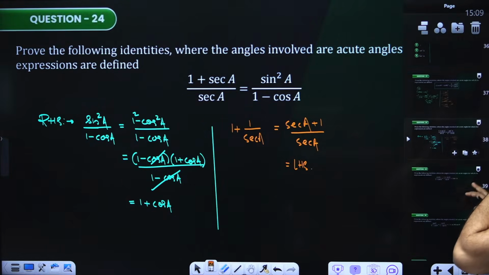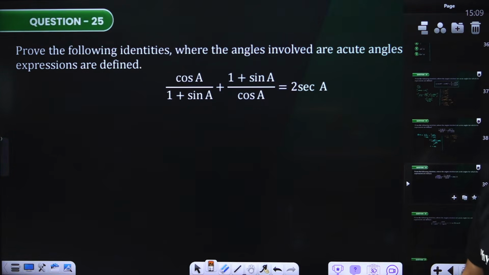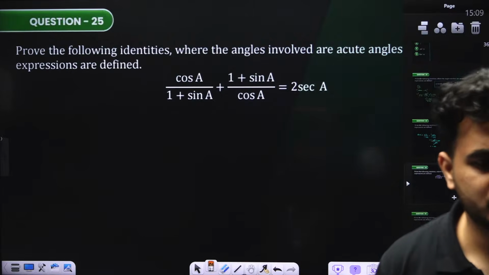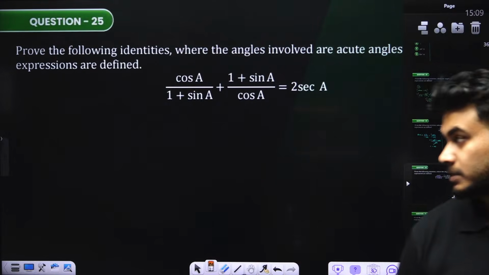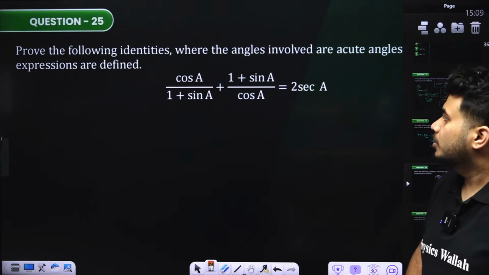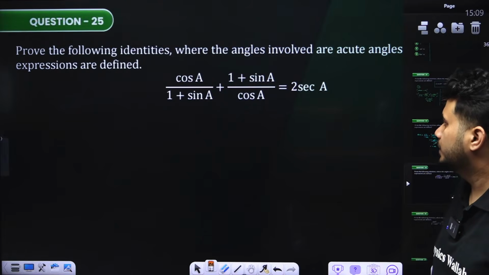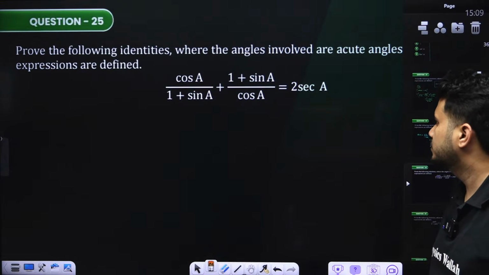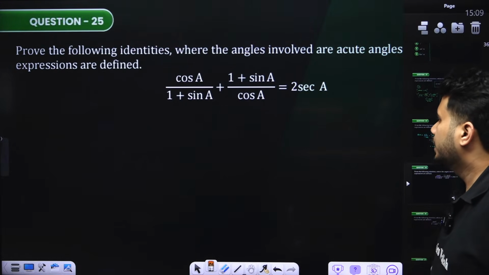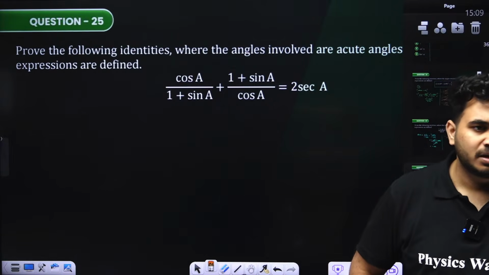Clear? Understood? Yes. Prove that cos a divided by 1 plus sin a plus 1 plus sin a divided by cos a is equal to 2 secant a. Try to do it quickly.